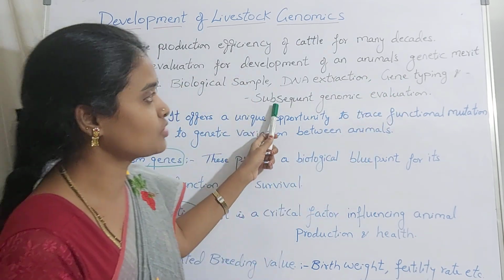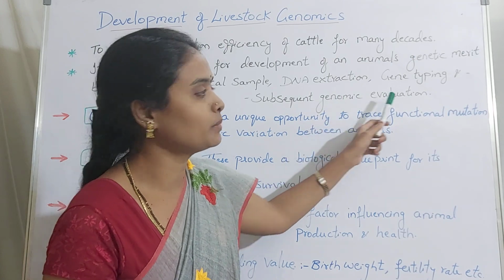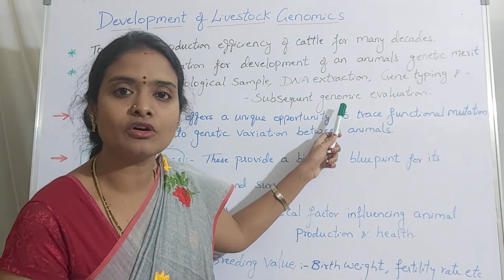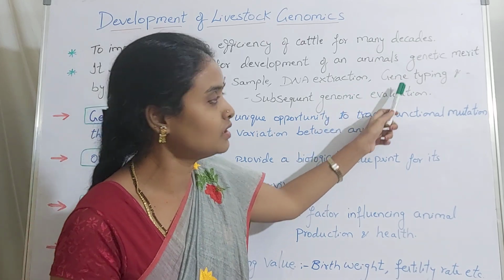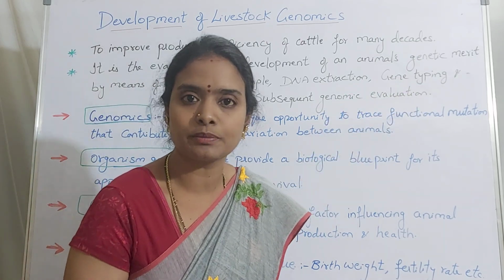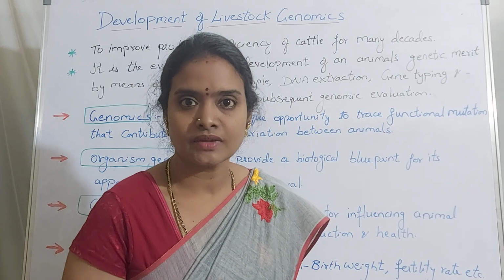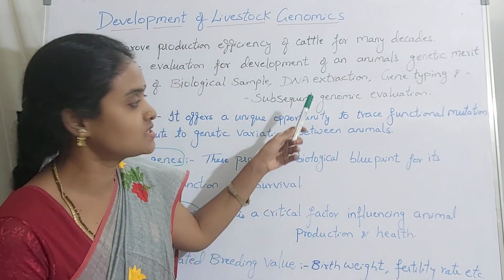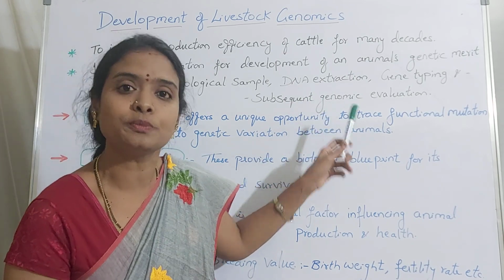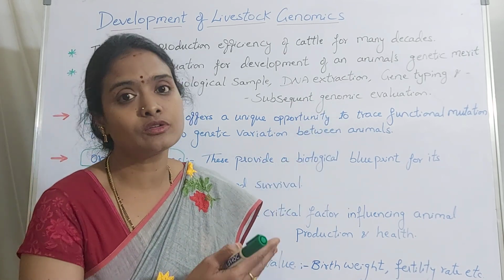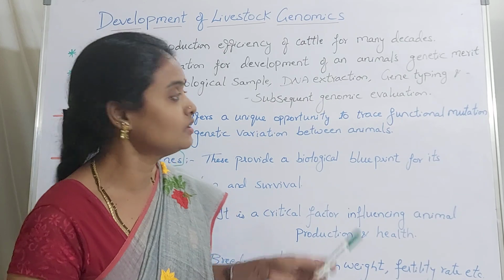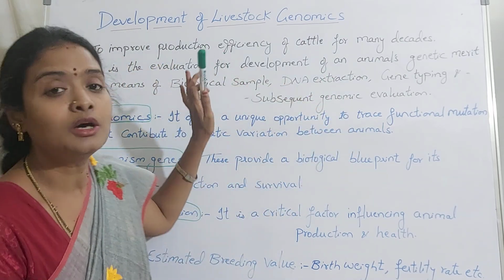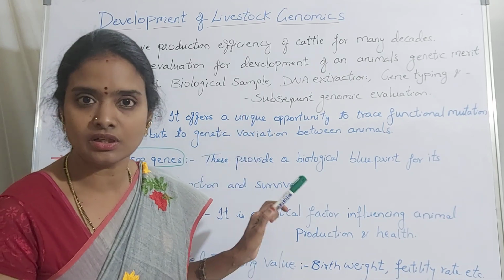Then subsequently you go for the genomic evaluation. Genomic evaluation means the complete set of genes can be evaluated once you have the gene typing of the complete DNA. Right? So now you have the complete note of the genes which are responsible for the superior quality of the animal and also what is responsible for the inferior quality of the animal. That means you have a complete genetic picture of that particular animal.